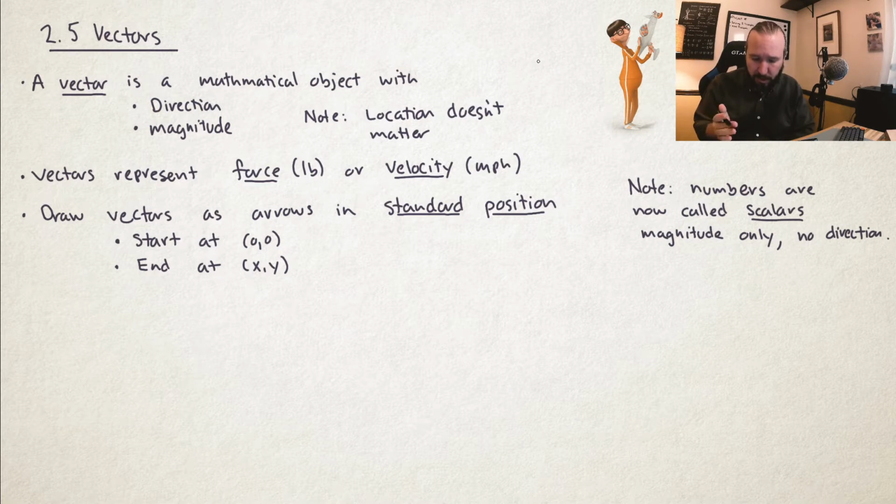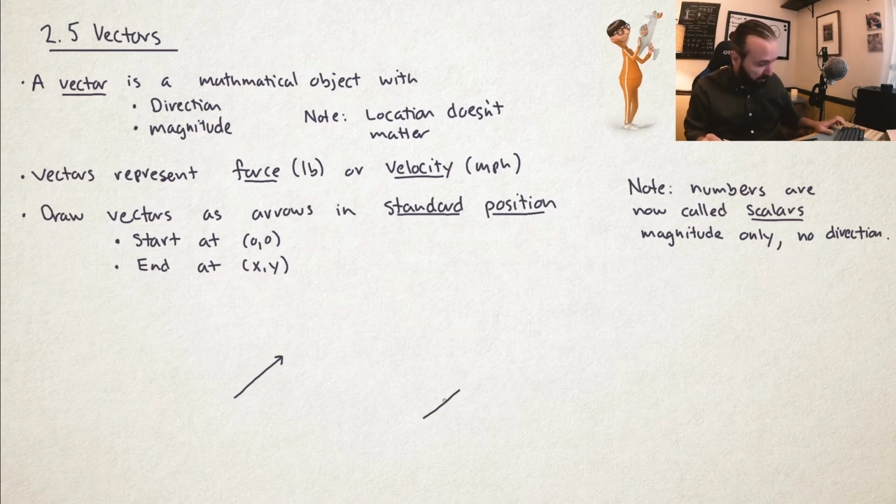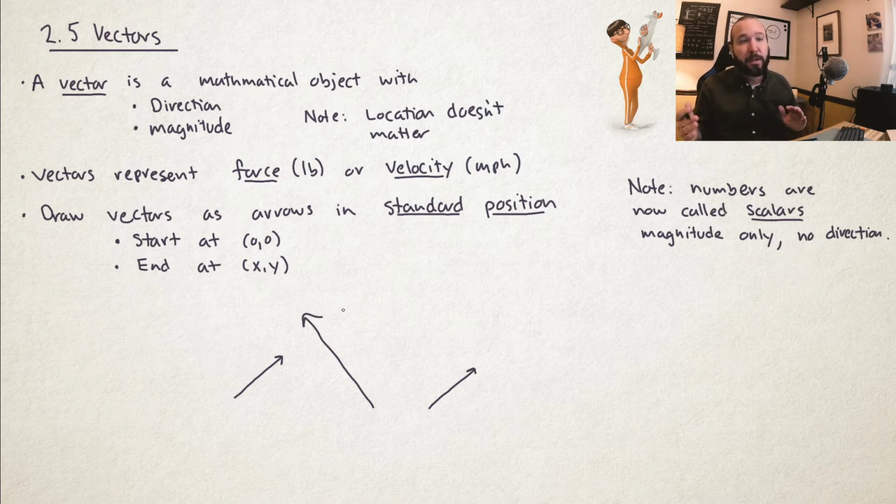So what is it? It's a mathematical object that has direction and magnitude. And we represent these things with an arrow. It doesn't matter where you move the arrow to. All that matters is the direction and the magnitude. So if I draw this arrow right here, that's technically the same vector as this arrow over here, because they point in the same direction and they have the same length. But if I were to draw it like this, now it's a different vector because it's pointing in a different direction and it has a different length.